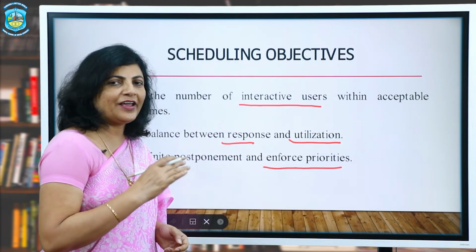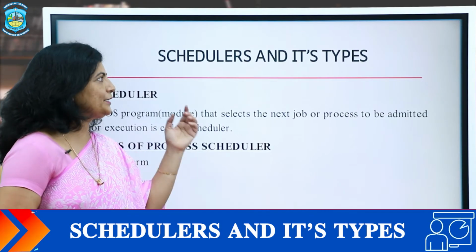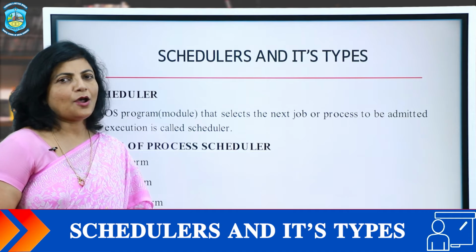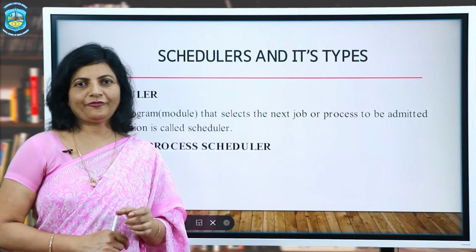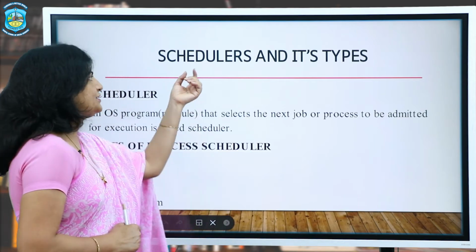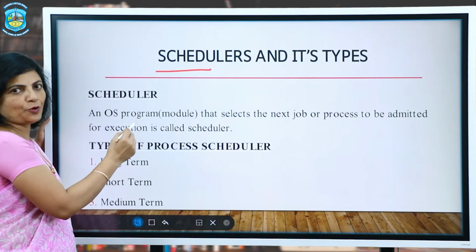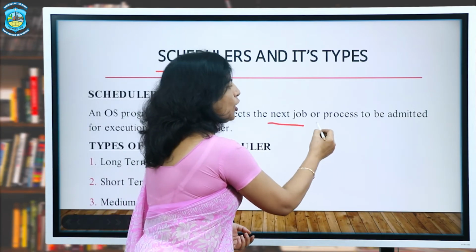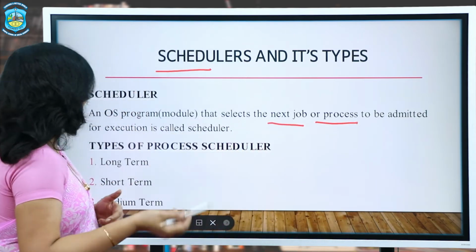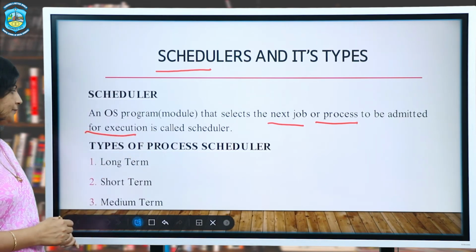The operating system always allocates the CPU on the basis of priority. Now the next topic is the scheduler and its types. We have learned that the operating system is an integrated set of programs. So a scheduler is an operating system program or module that selects the next job or process that should be admitted for execution, and that is the job of the scheduler.